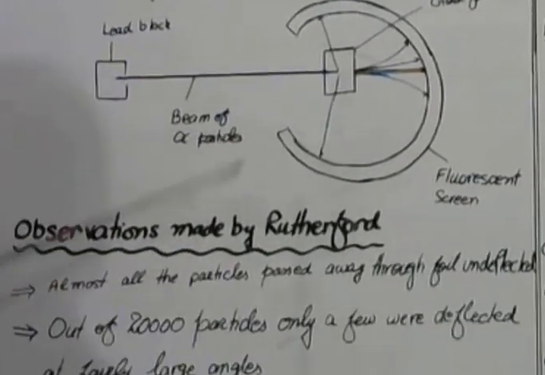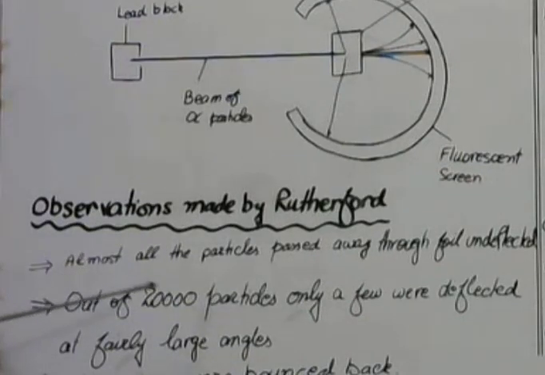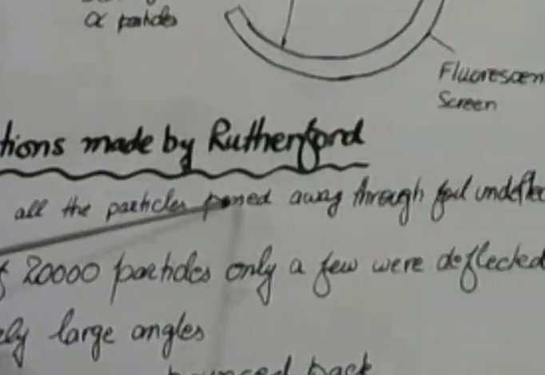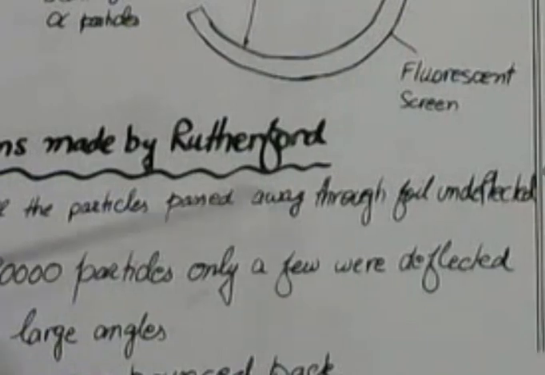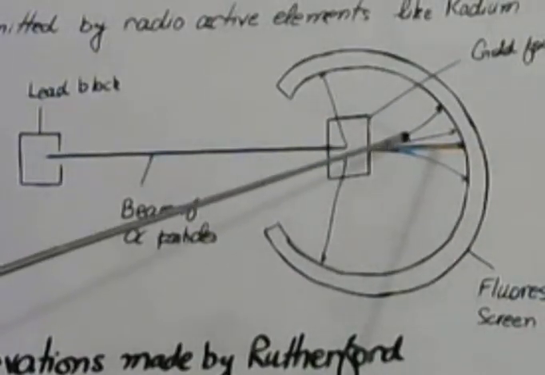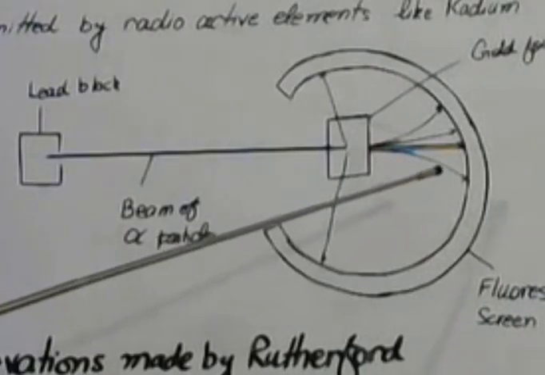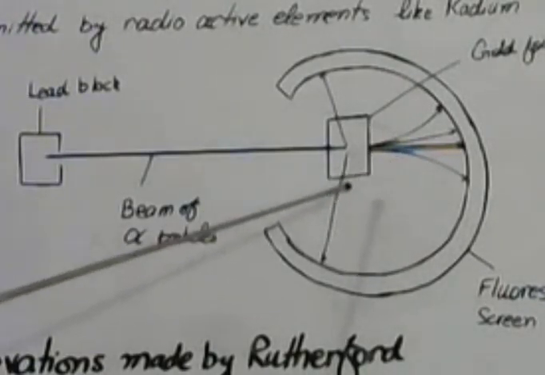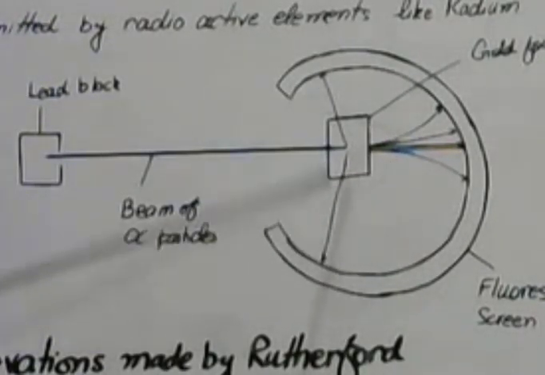During his experiments, he observed that almost all the particles passed through the foil. Out of 20,000 particles, only a few particles were deflected at a fairly large angle, and very few particles were bounced back.